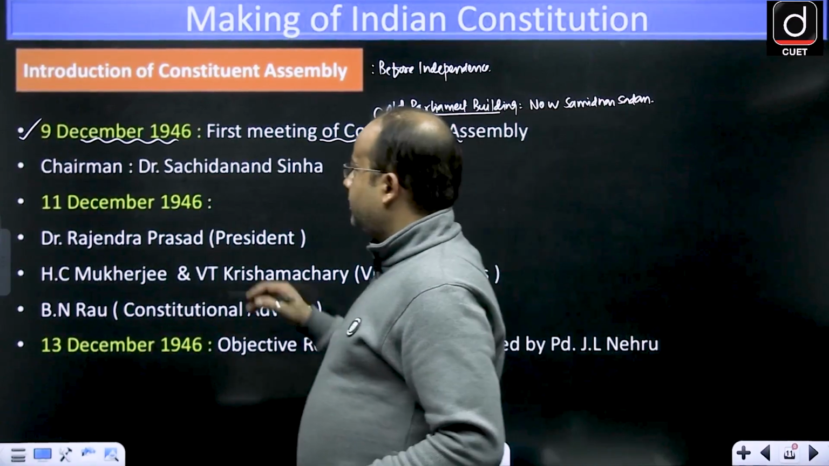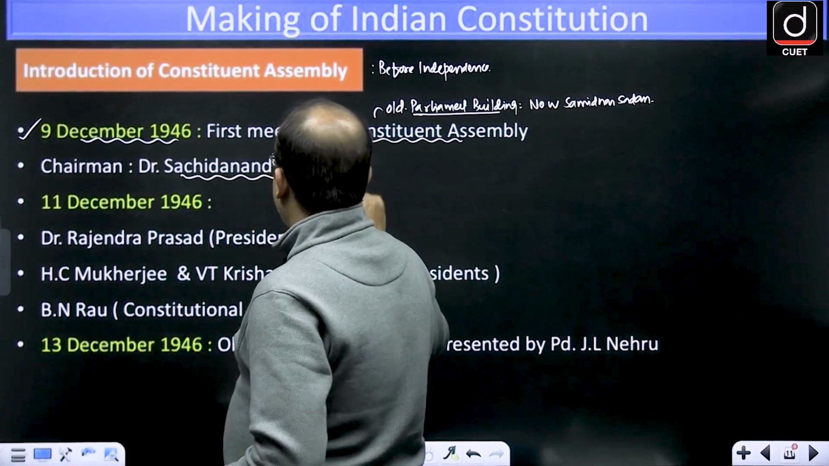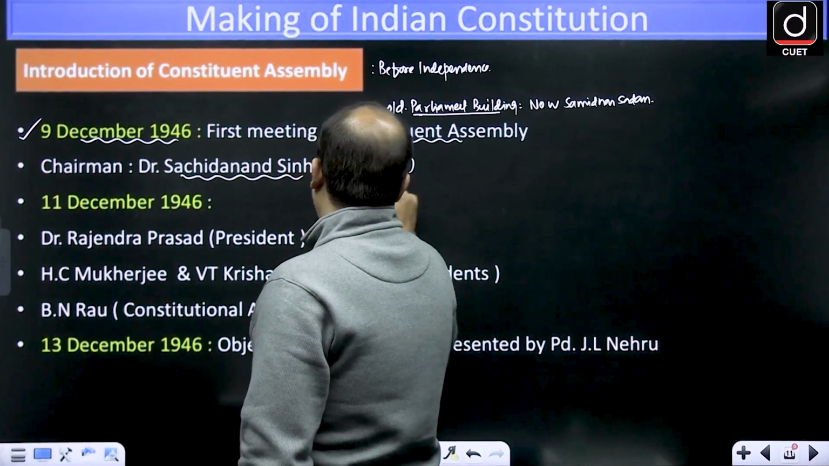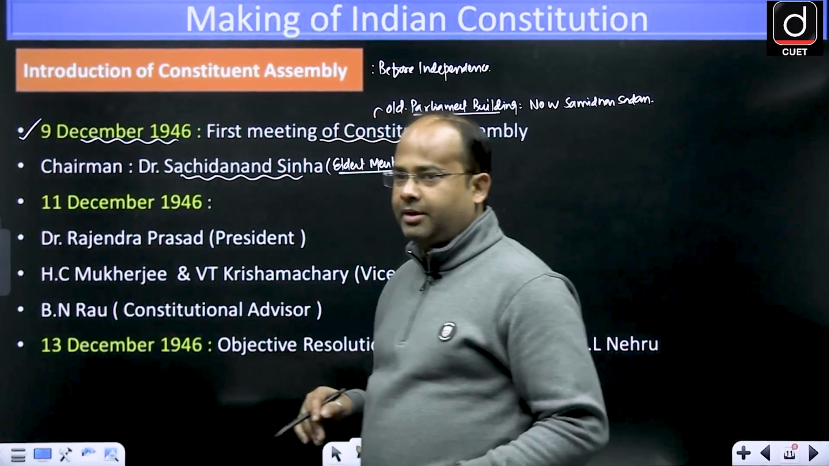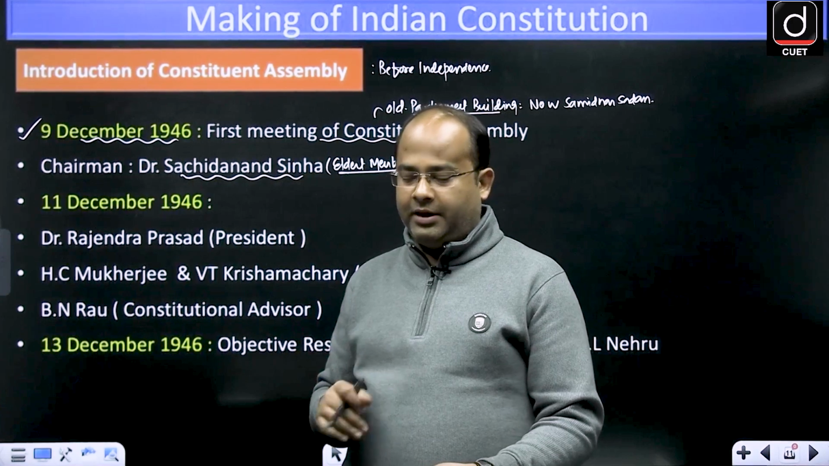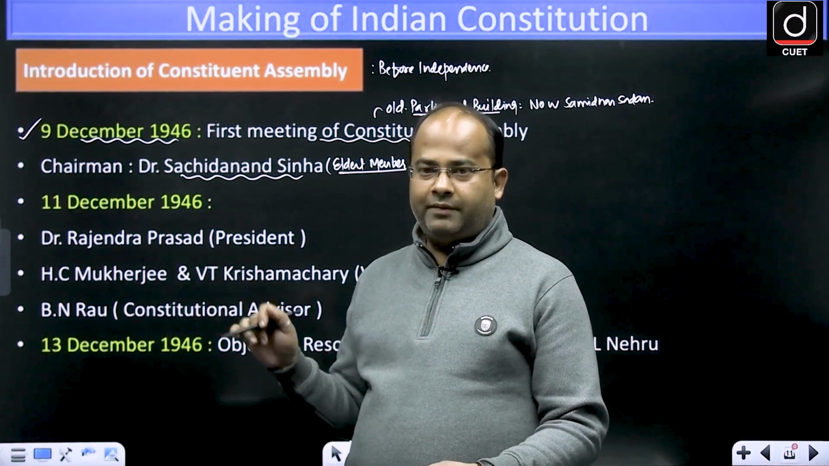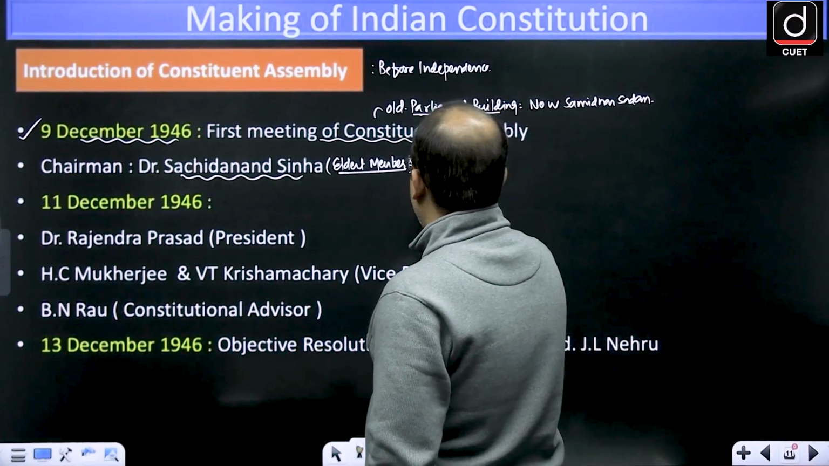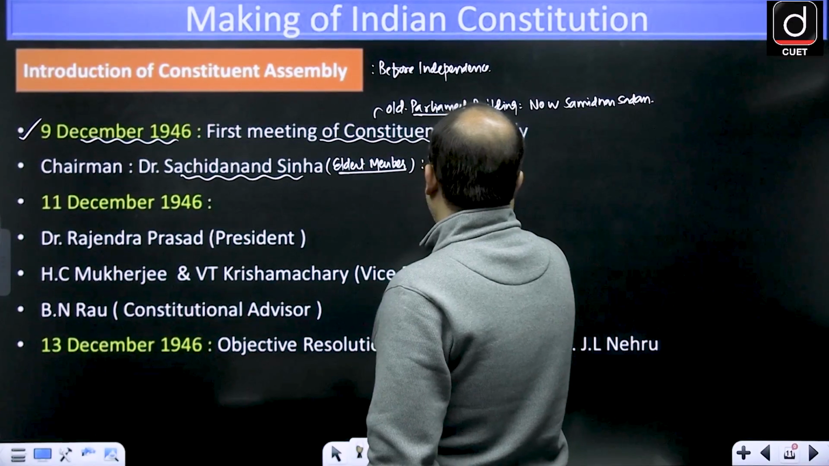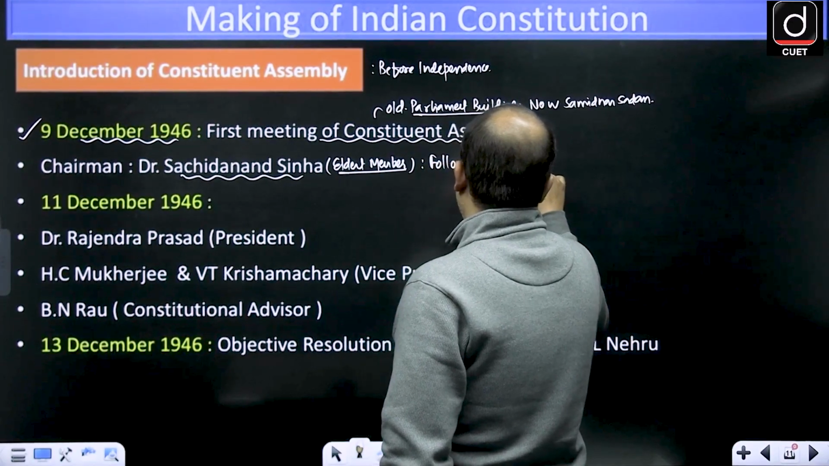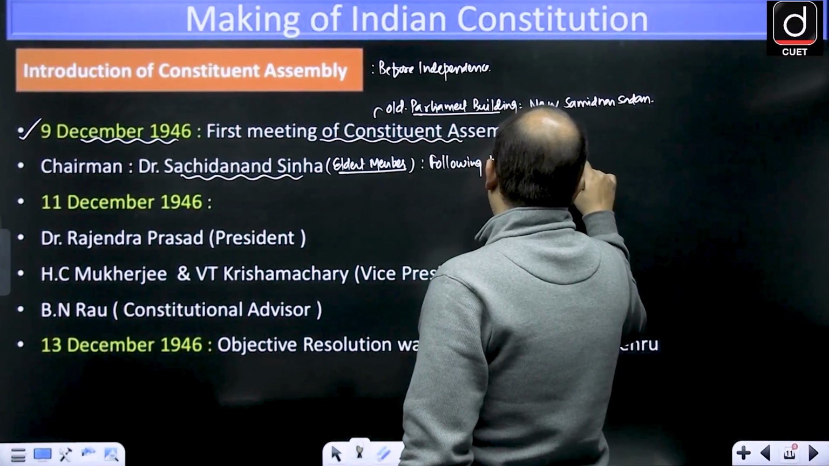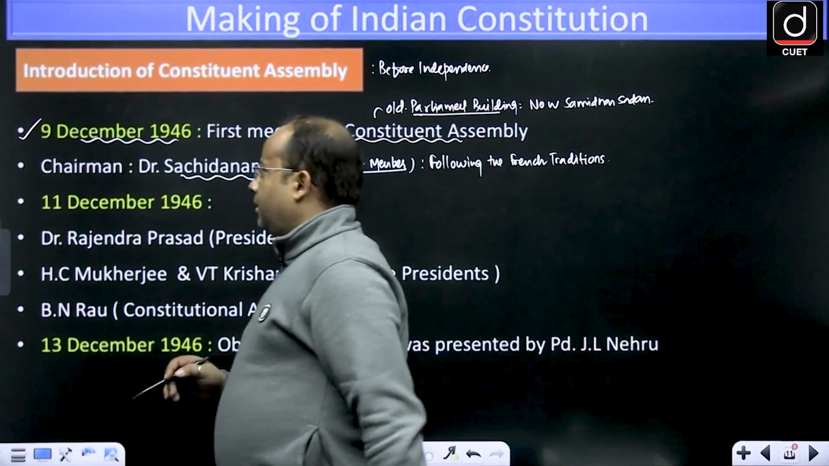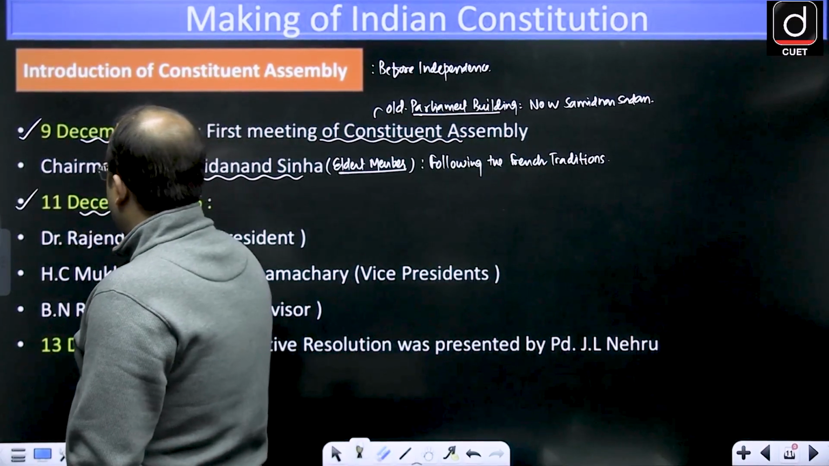And the chairman was Dr. Sachidanand Sinha. He became the chairman because he was the eldest member of the Constituent Assembly, and it is said that when he became a member, his age was 75 years. So he was the eldest member, following the French tradition. The next meeting was held on 11 December 1946.